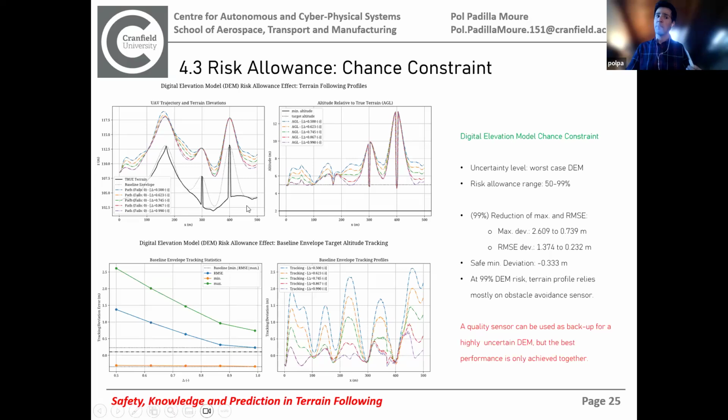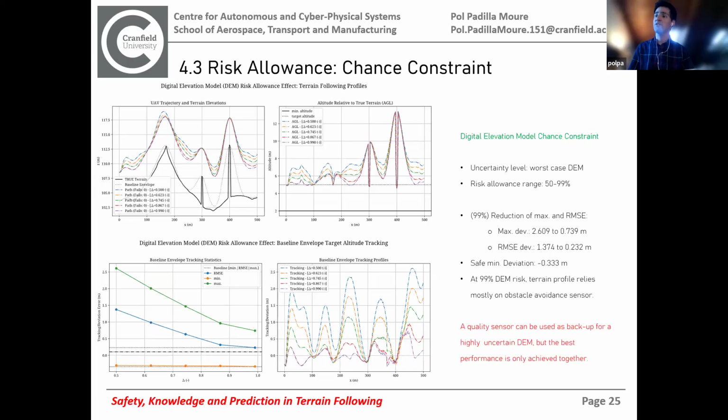As you can see here, at this point, when almost at 99 risk allowance, the DEM points are never the active constraints. The active constraints at this stage are always the obstacle measurement points. But still, you can see that the performance is not the same as when we had both. The same level would be those baseline lines here when we have non-uncertain DEM in combination with non-uncertain obstacle measurements.